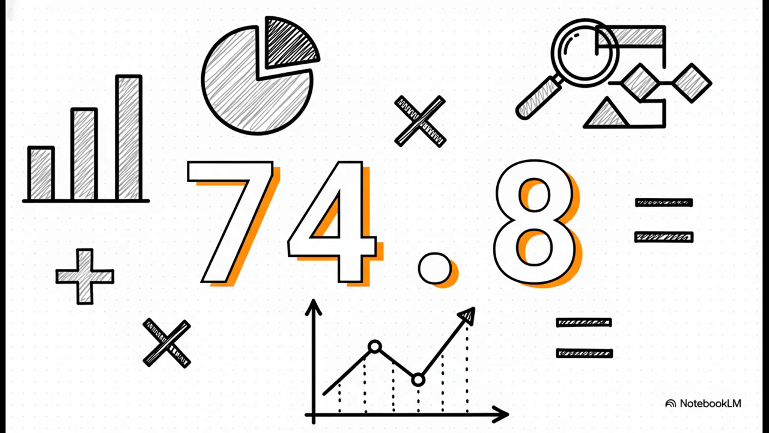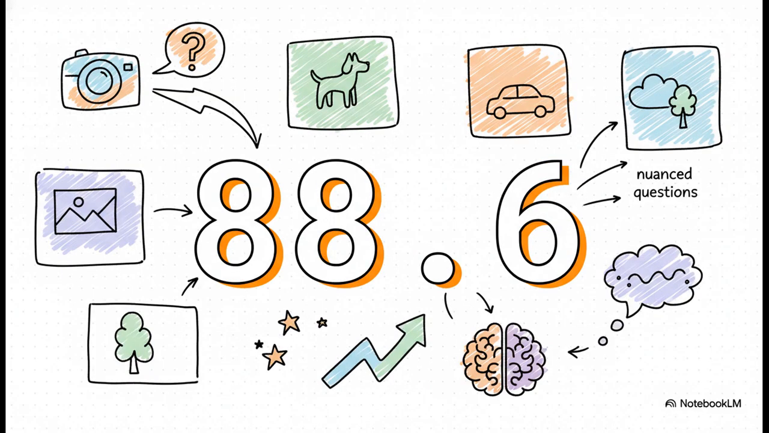Then you've got visual math. On the MathVista test, it scores a 74.8. What that means is it can look at charts and diagrams with incredible precision and perform mathematical reasoning based on what it sees, another one of those crucial fine-grained skills. And finally, for general visual question answering on a test called MMBench, it scores a really powerful 88.6.